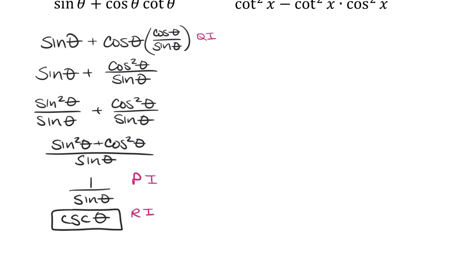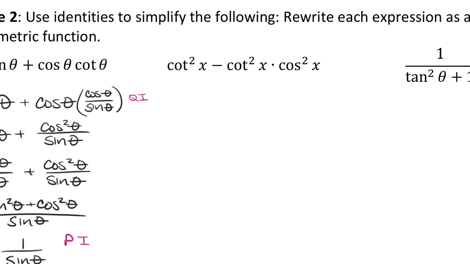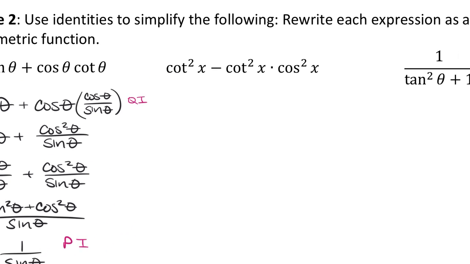Here we go. Cotangent squared of x minus cotangent squared of x times cosine squared of x. We're going to just start with some things that you notice. Do you notice anything interesting about these two terms? They're subtracted by each other. What do they have that's the same?